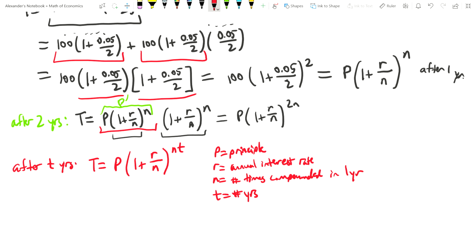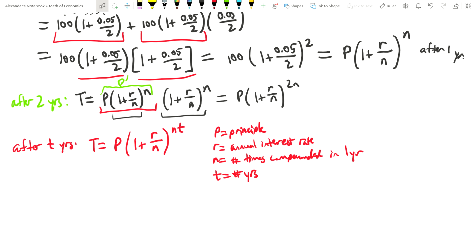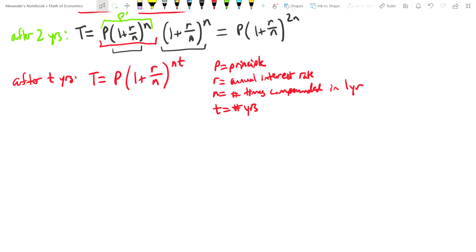And extrapolating that forward, the more frequently you compound your interest, the more you're going to make. Let's take this to an extreme example, and let's say that interest is compounded infinitely often, and we call this continuously compounded interest.